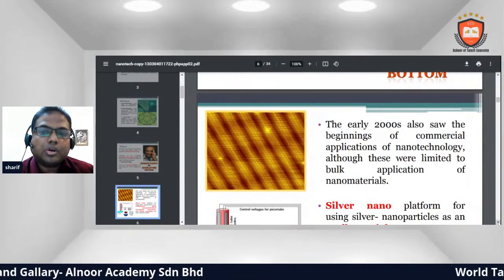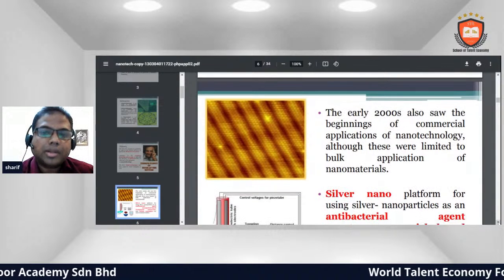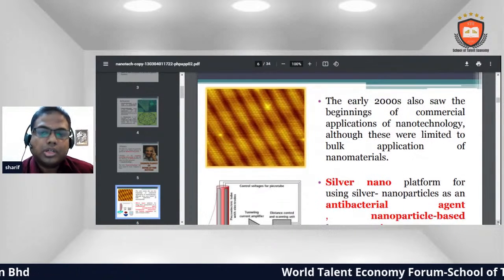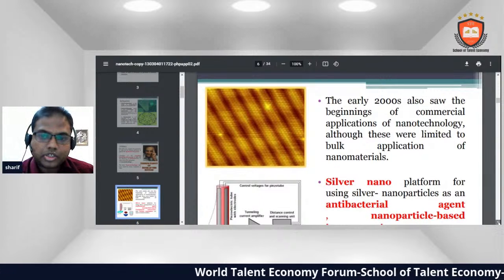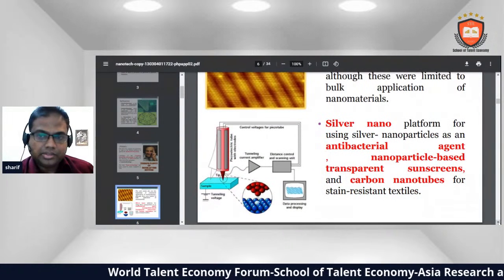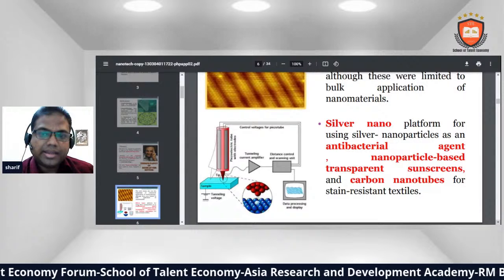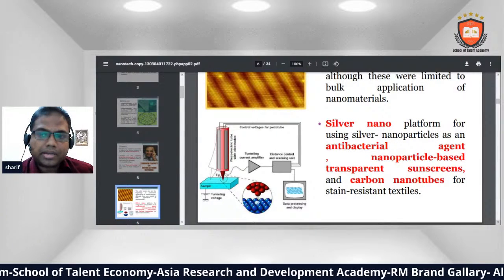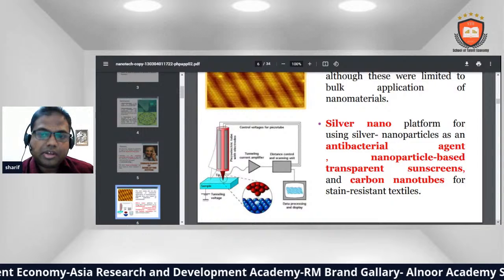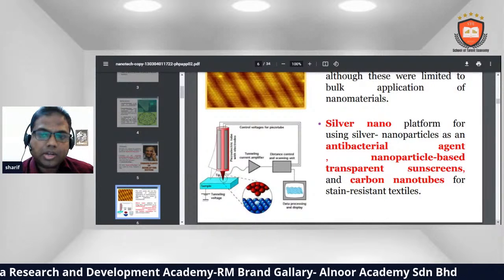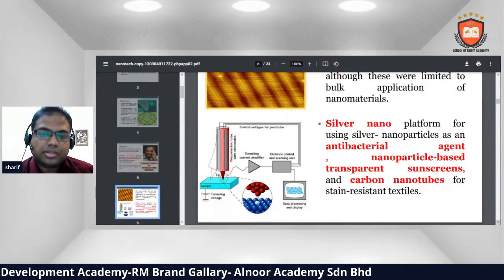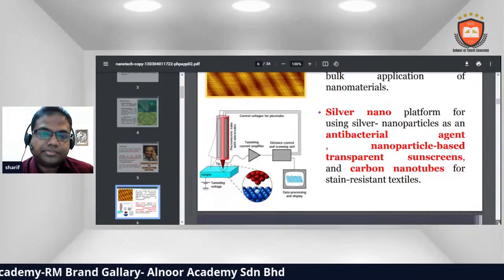The early 2000s also saw the beginning of the commercial applications of nanotechnology, although these were limited to the bulk applications of nanomaterials. Silver nanoparticles were used as an antibacterial agent, particle-based transparent sunscreens, and carbon nanotubes for stain resistant textiles.